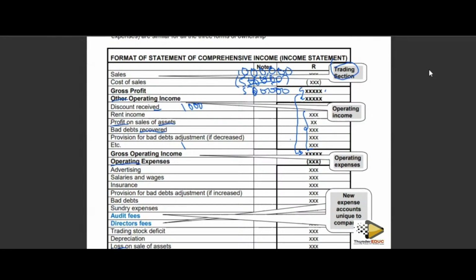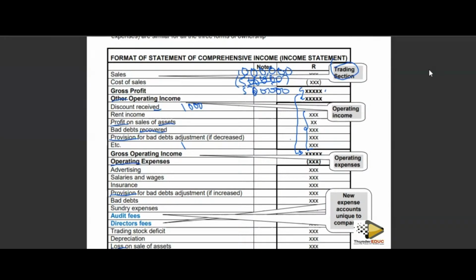But if it is decreased, the provision, by the way, I want you to take note of this word, please. Provision. A provision is like putting an allowance to say, okay, we expect this. Let's put this figure aside. We are not saying that they have not paid, but we expect them not to pay.